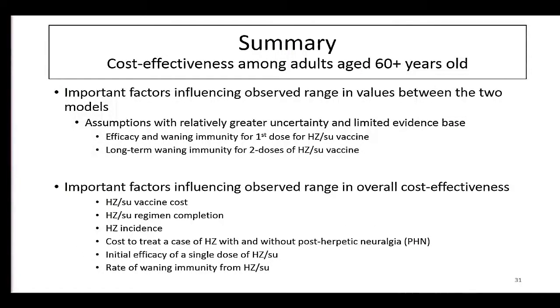Some of the important factors that influence the difference across models are the items we discussed earlier: the efficacy of a single dose of the subunit vaccine, the waning efficacy of the single dose, and the long-term waning efficacy of 2 doses of the subunit vaccine. Many other factors were also important in determining overall cost effectiveness. Those included vaccine cost, the regimen completion rate, HZ incidence, and the cost to treat a case with and without PHN.